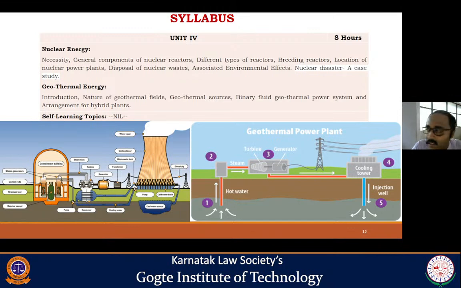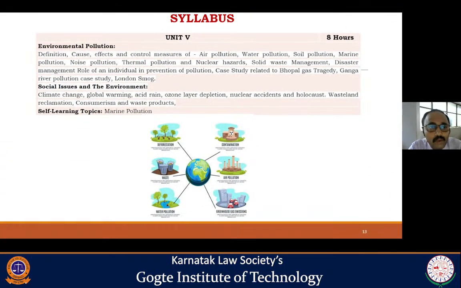In geothermal energy we will see the sources, the binary fluid geothermal power system and the hybrid power system. And lastly, coming to unit 5, how pollution is caused, which are the different types of pollution like water, soil and land pollution, how to prevent it, and we are going to see three case studies. We are going to study Ganga river pollution and London smog for air pollution and Bhopal for air pollution.